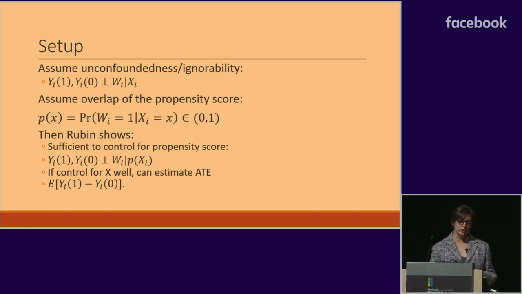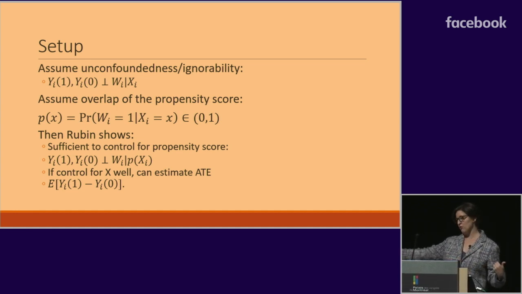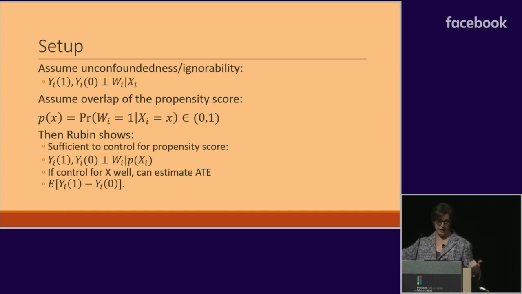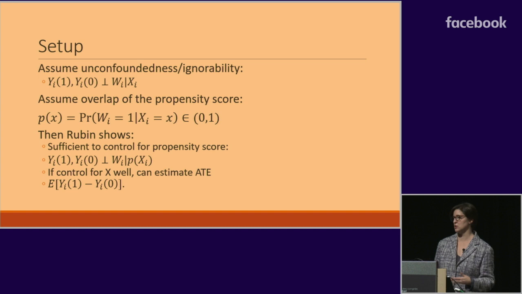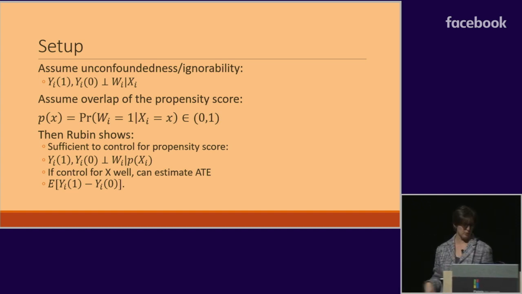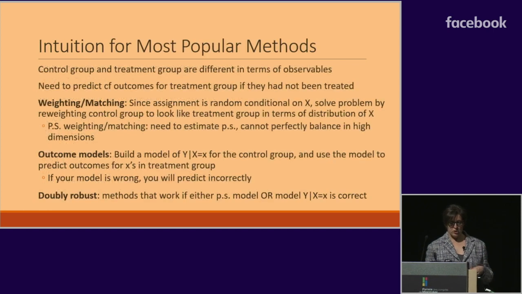The old literature from the 80s basically shows that it's sufficient to control for the propensity score. You don't have to control for the whole vector of x's, which might be hard and high dimensional. The propensity score is enough. If I compare two people that had the same probability of being treated, then I can think of the treatment assignment as being as good as random. That's not completely obvious. It's a theorem. It's a paper, and you can find the algebra for all of that in my lecture notes. If you control for x well, then you can estimate the average treatment effect.